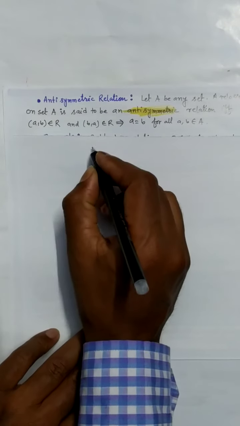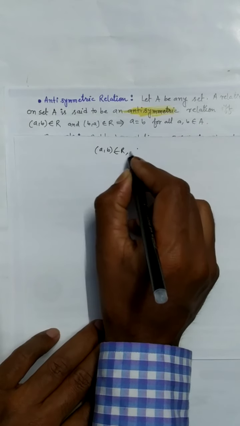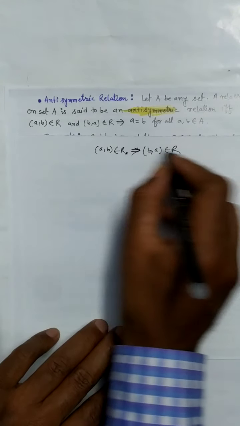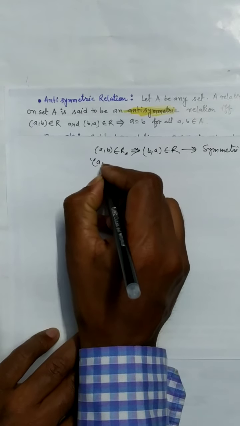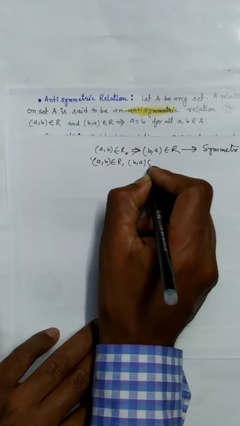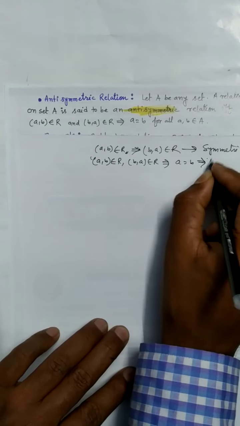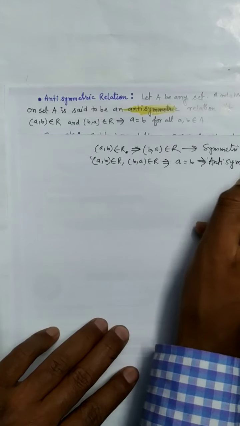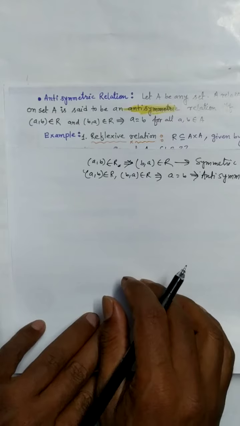In symmetric relation, they told us if (A, B) belongs to R, it implies (B, A) belongs to R. This is symmetric. But in antisymmetric, it's telling us if (A, B) belongs to R and (B, A) also belongs to R, which implies A equals B, then it is called antisymmetric relation.